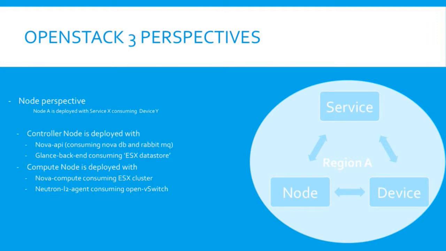Similarly for the node. The controller node, for example, is deployed with the Nova API, which is consuming the Nova DB and the RabbitMQ. So namos considers them as devices. Anything which is consumed from the data center in OpenStack is called a device in namos.